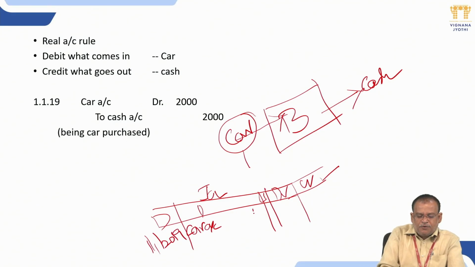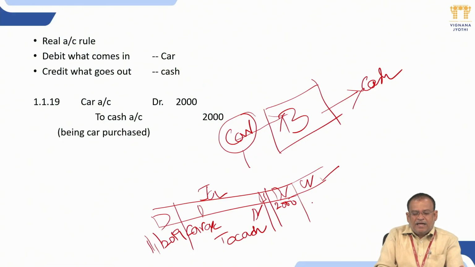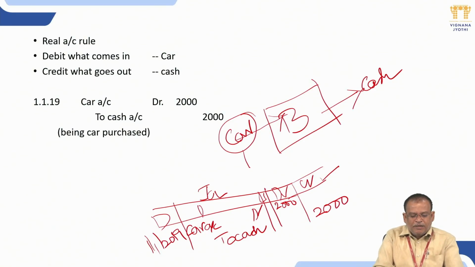Car account debtor to what is going out? Cash is going out from the business. How much worth of car was received by the business? The value of the car is 2000. And how much cash is going out while purchasing? 2000 rupees. So debit 2000 worth of car received by the business. At the same time, 2000 cash is going out from the business. Like that, we need to record both the receiving aspect and the giving aspect.